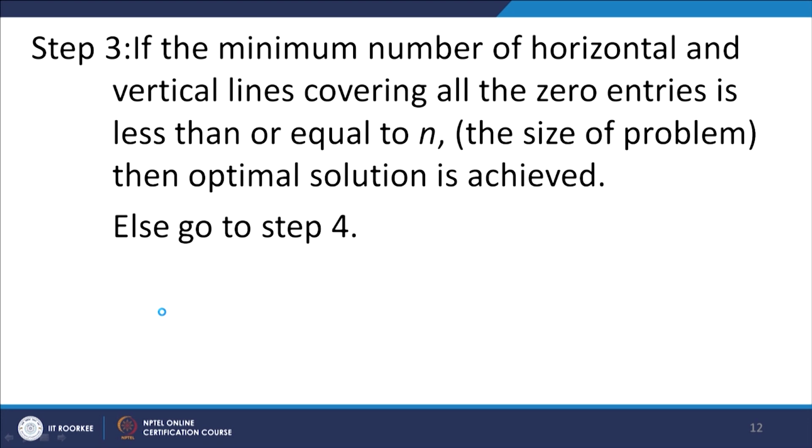In step 3, if the minimum number of horizontal and vertical lines covering all the 0 entries is less than or equal to n, and what is n? N is the size of the problem, that is, in our case n is 5. Then this means that the optimum solution is achieved. However, if this is not true, then we have to go to step 4.